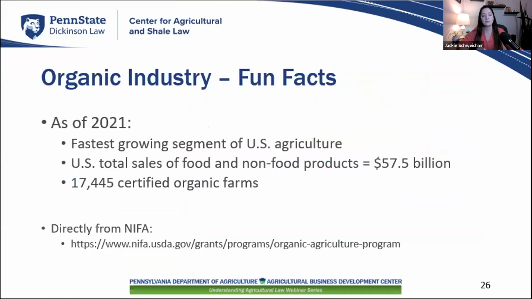Okay, so first, it's important to note that the organic industry is the fastest growing segment of agriculture in the United States, or it was at least at this time. In 2021, the sales of food and non-food organic products reached $57.5 billion. In the US, there are over 17,000 certified organic farms.